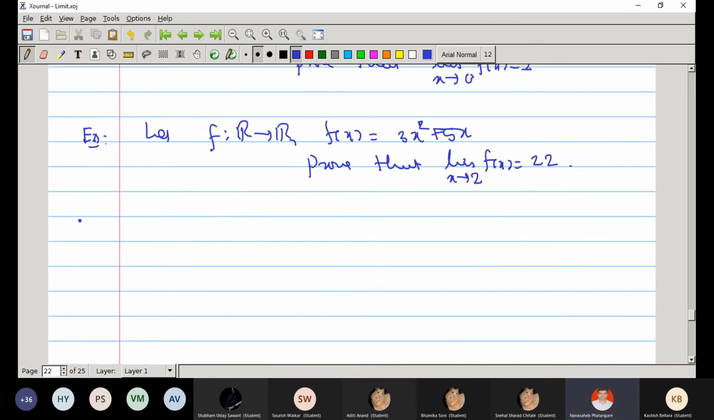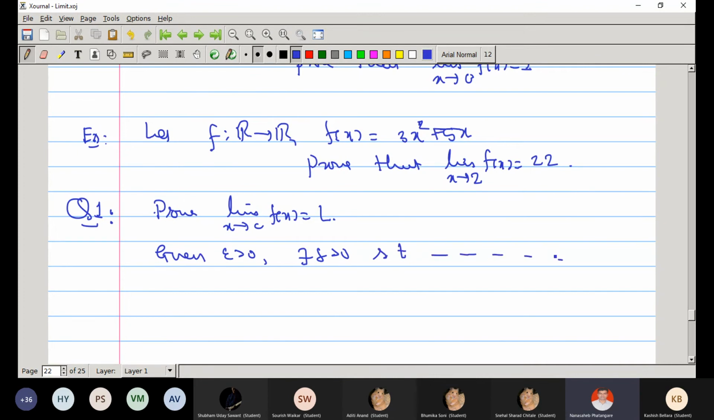Well, now there are some questions that you should ask or might be in your mind. What is the first natural question? What we prove is that limit x tends to c of f of x is equal to L. Then what we do? Given epsilon, there exists delta such that something is happening. Now the question you should ask: if you already know the limit L, why prove it? Why find delta and epsilon?